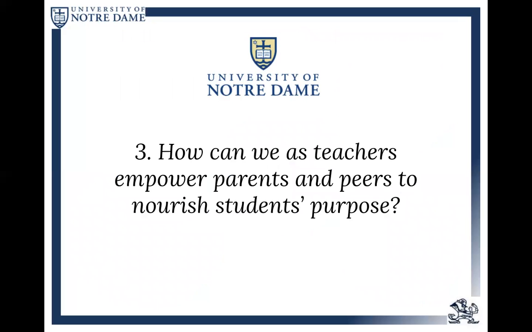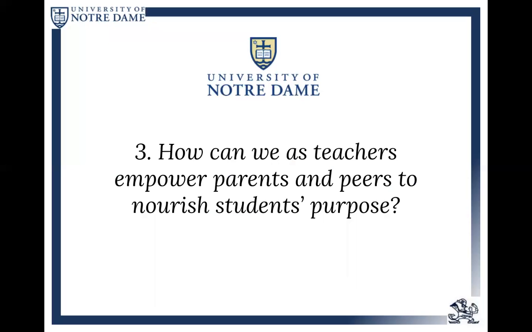And finally, move on to the third question. How can we as teachers empower parents and peers to nourish students' purpose? The truth is that students need support in nourishing their purpose beyond our classroom. They don't exist in a vacuum. Rather, there are a series of networks that influence the adolescent's purpose, the two main networks being parents and peers.